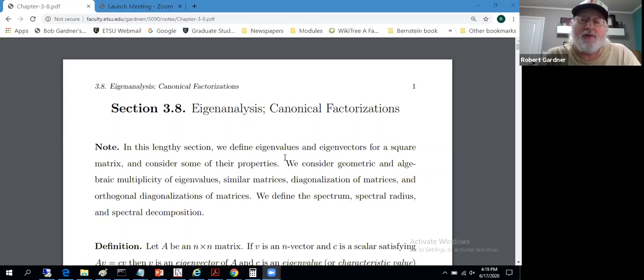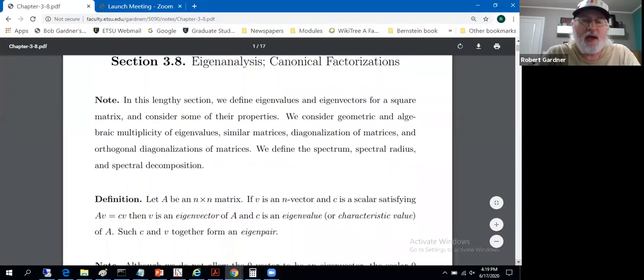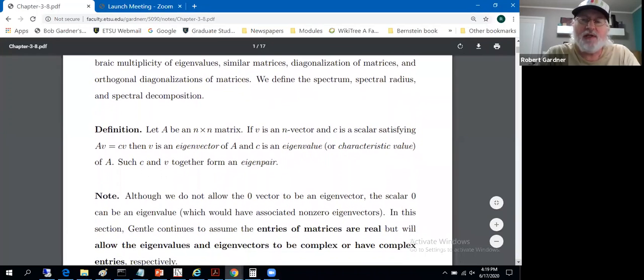So we'll define eigenvalues, eigenvectors. You're familiar with these ideas from sophomore linear algebra. We'll consider geometric and algebraic multiplicity of eigenvalues. You probably did that in sophomore linear algebra as well. Similar matrices, diagonalization of matrices. Here's something maybe a little bit new, orthogonal diagonalization of matrices. And something I'm virtually certain you didn't get to in linear algebra would be spectrum, spectral radius, and spectral decompositions. Okay, so the beginning will largely overlap, though not exclusively, with what you did in linear algebra.